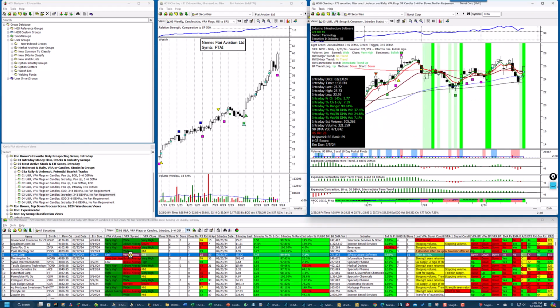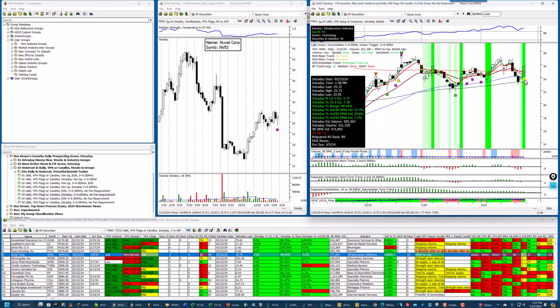So we're getting the effort to rise today. Notice the fan. Notice how tight these are. In fact, I don't even see a 200 on here. Oh, here it is, the red line. So there is no fan, but there is money coming into this stock today because there's an effort to rise.